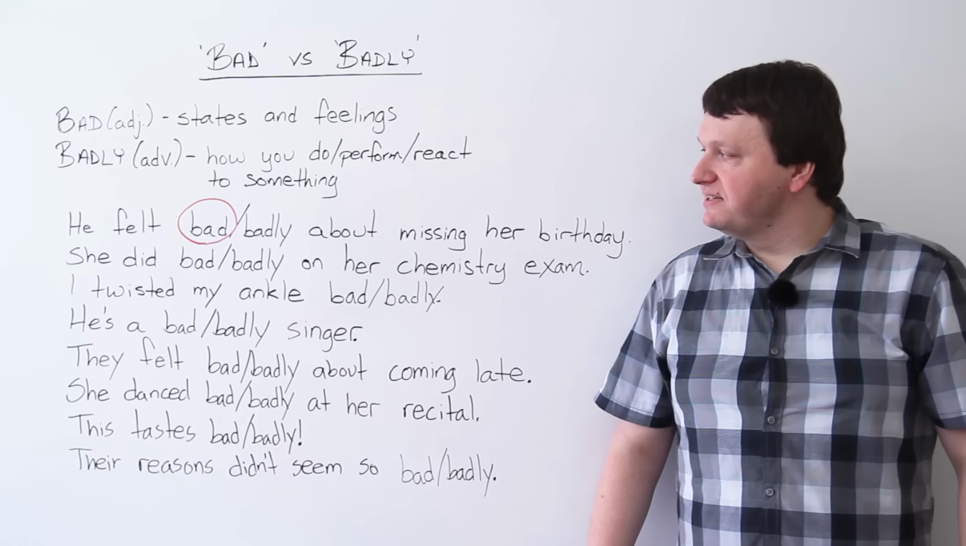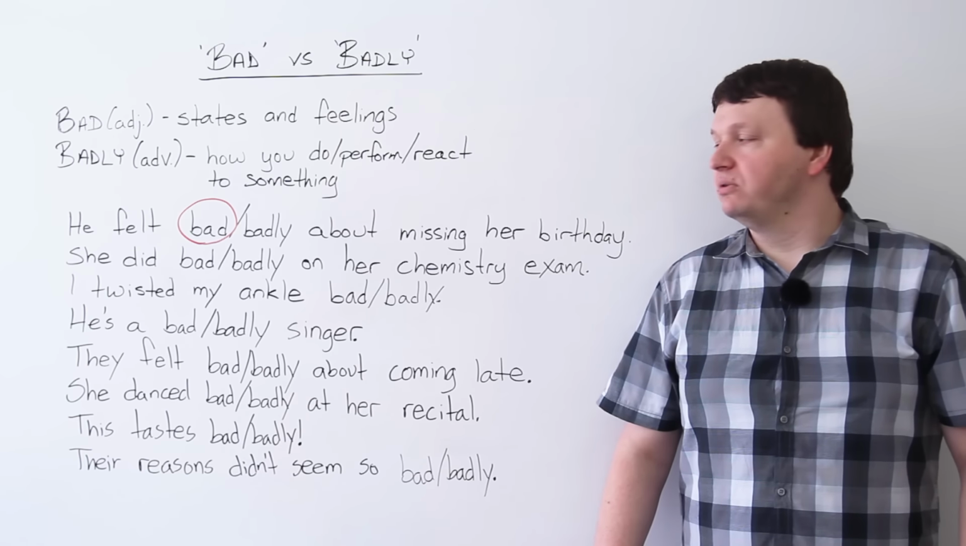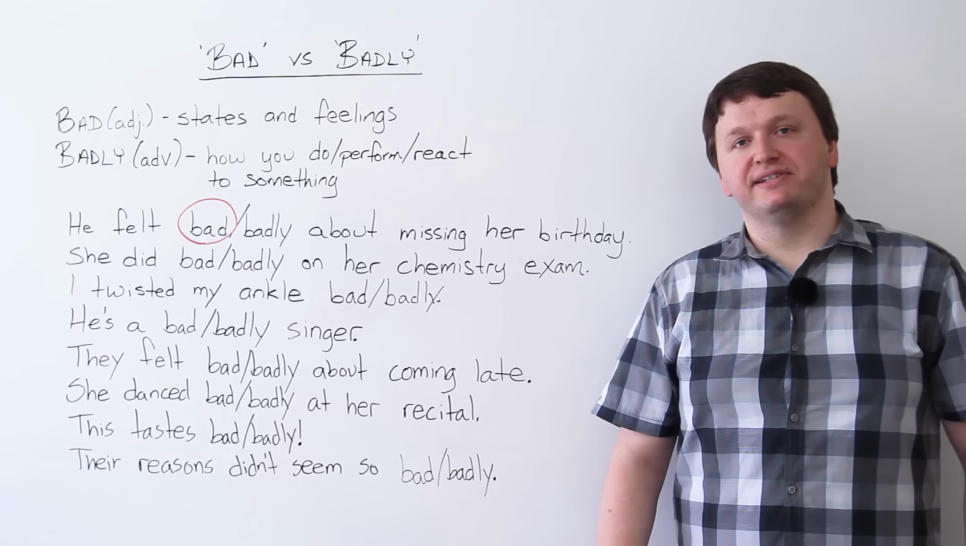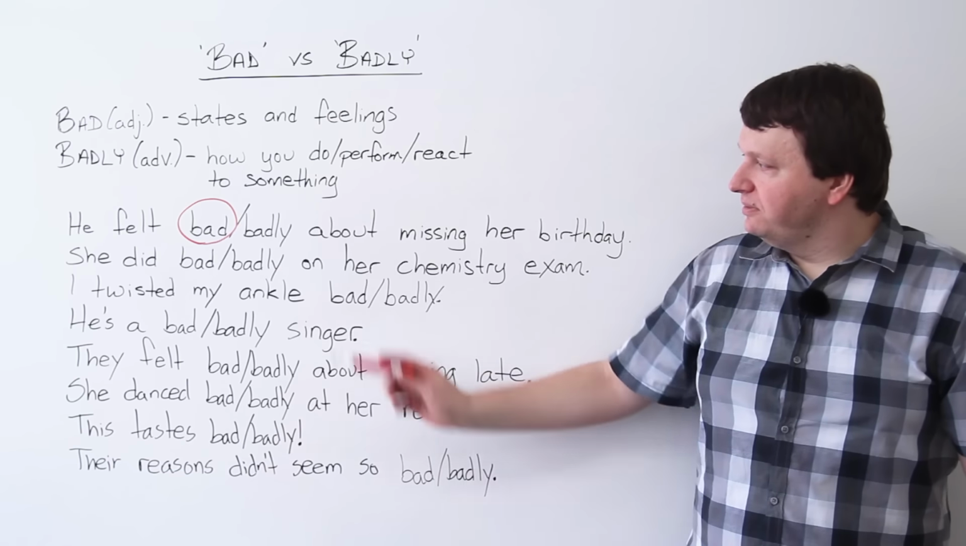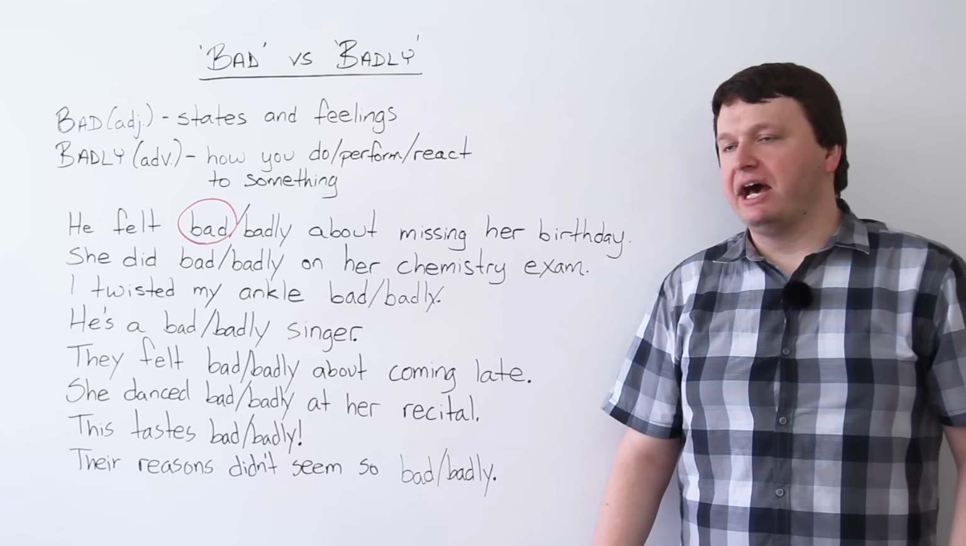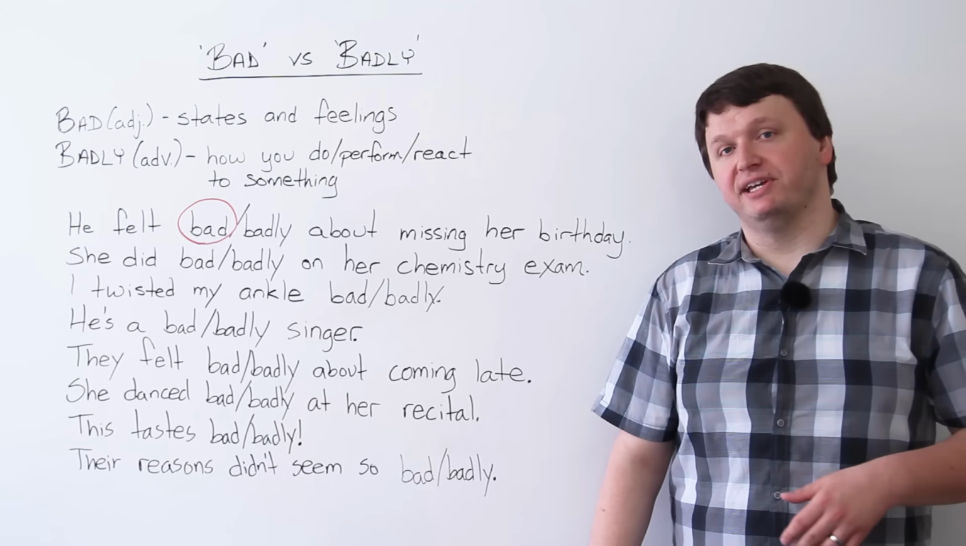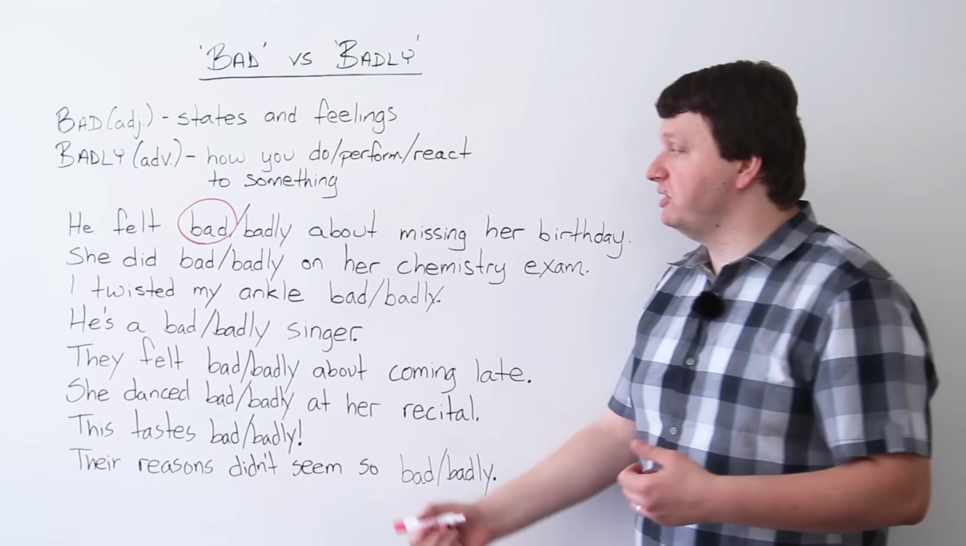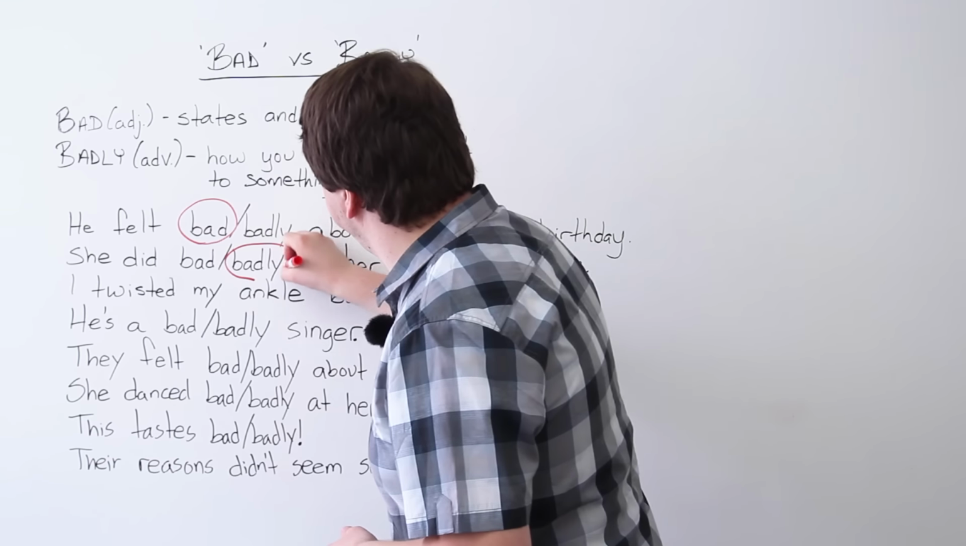So, second sentence says, she did bad or badly on her chemistry exam. So let's look back here. How you do, perform, or react to something. Okay, how did she do on her chemistry exam? She did badly. She performed badly.